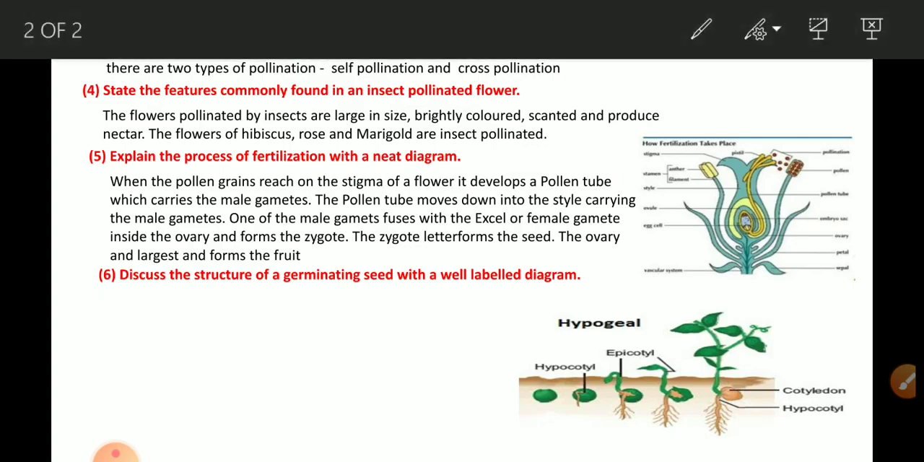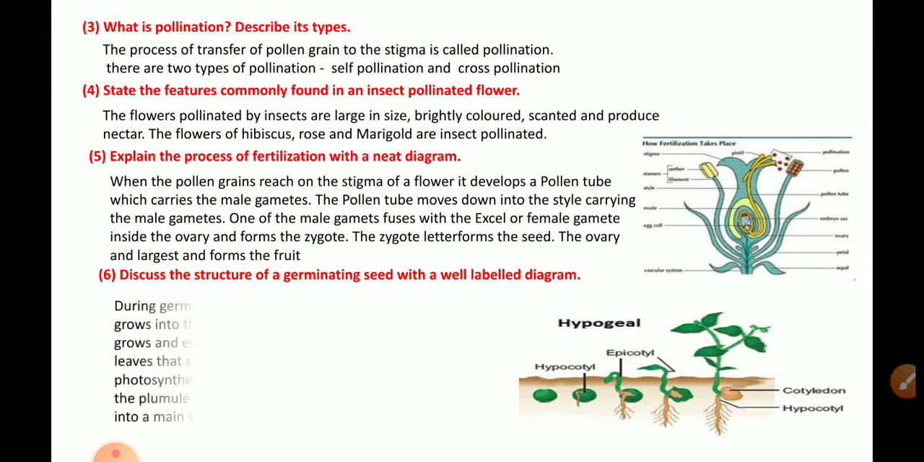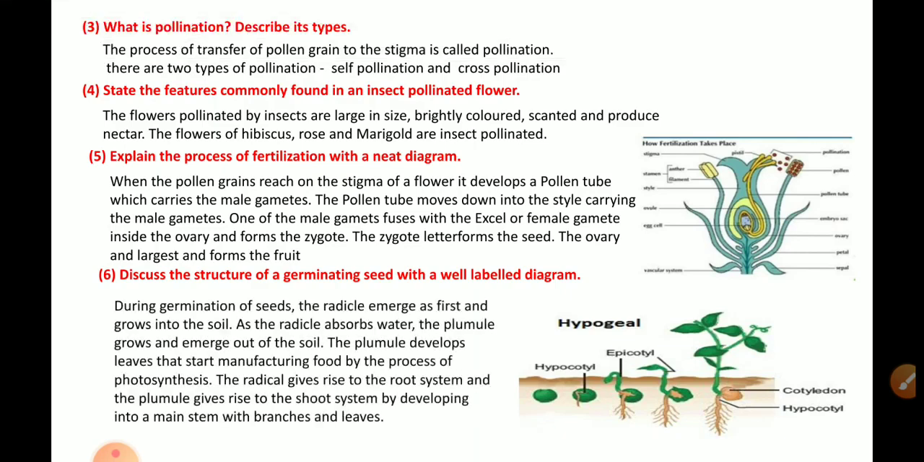So what is the answer? During germination of seeds, the radicle emerges first and grows into the soil. As the radicle absorbs water, the plumule grows and emerges out of the soil. The plumule develops leaves that start manufacturing food by the process of photosynthesis. The radicle gives rise to the root system and the plumule gives rise to the shoot system by developing into a main stem with branches and leaves. So this is all about the germinating seed with a labeled diagram.